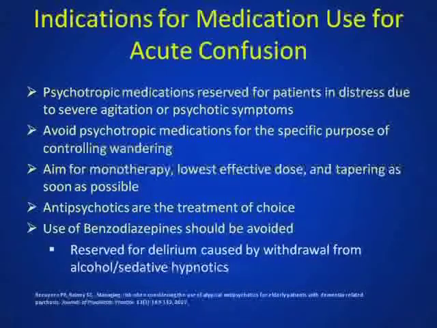In acute confusion, psychotropic medication should be reserved for patients in distress due to the severe agitation or psychotic symptoms that may accompany a delirium. Wandering would not be an indication for the use of psychotropic medication. Whenever possible, you should aim for monotherapy at the lowest effective dose and tapering off the medication as soon as possible. That is to say, if a patient is receiving Risperdal for another reason, we would not want to add Haldol for the agitation associated with delirium.